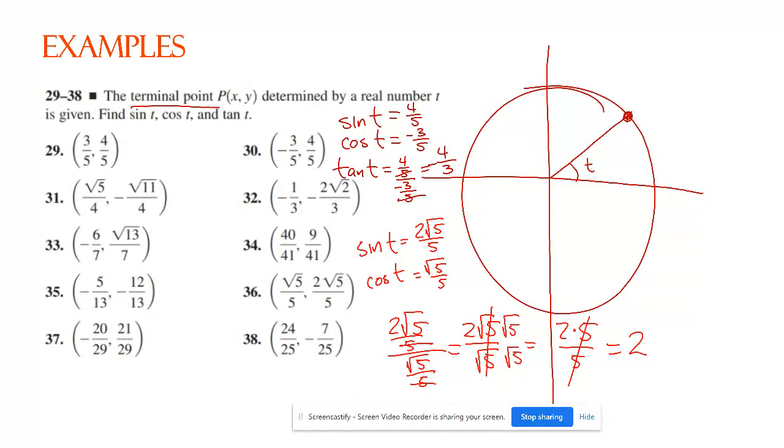So that is one type of problem you're going to have on this assignment. And remember, just for sine and cosine, all you got to do is look at the coordinates. Sine is the y, cosine is the x. The only one you have to work out is tangent. And a lot of times stuff will simplify pretty quickly, and you will be left with something nice and neat like 2 or say negative 4/3.